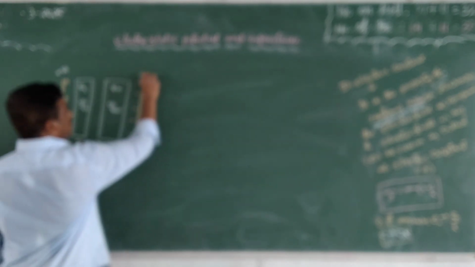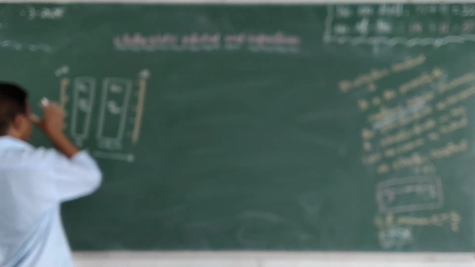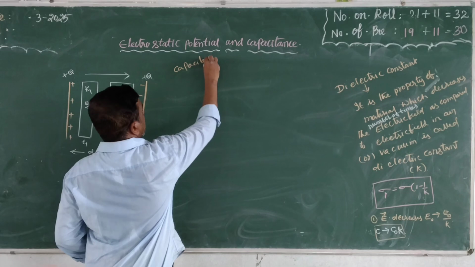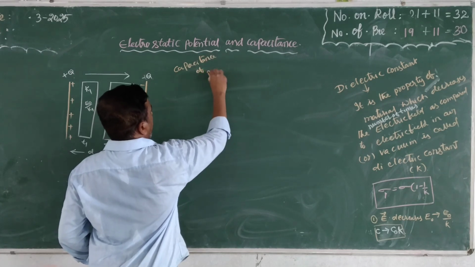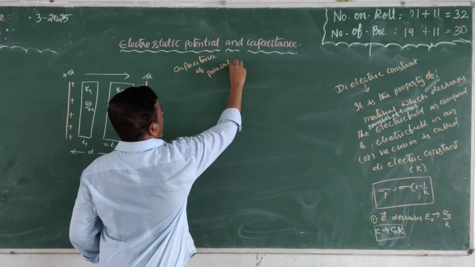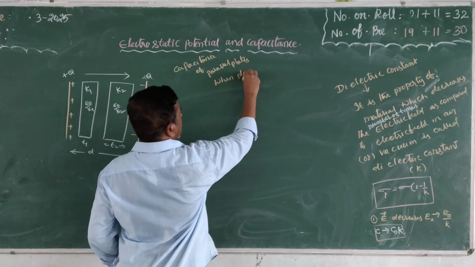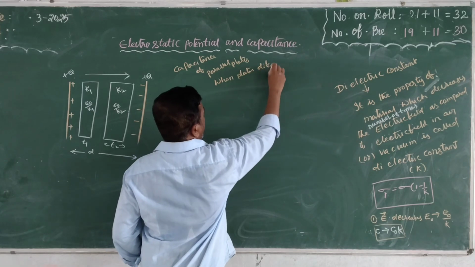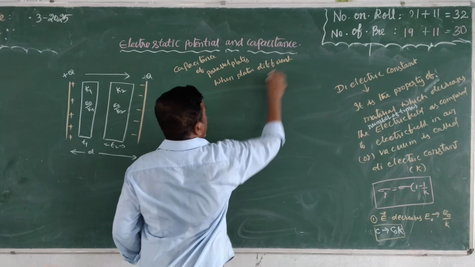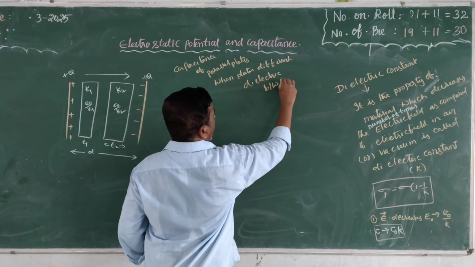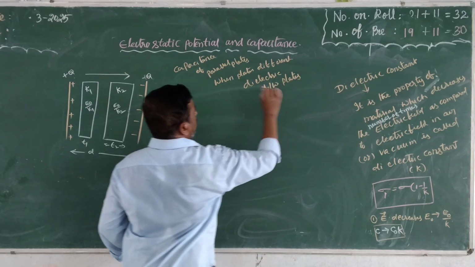See now here, we can write it is plus Q, it is minus Q. We want to find out the capacitance of this parallel plate capacitor. So the capacitance of parallel plates when different dielectrics are placed between the plates, in that case we can find out the capacitance.